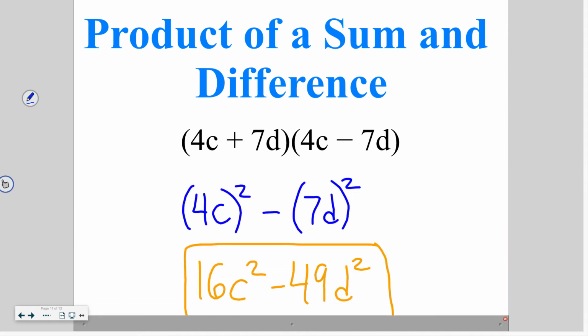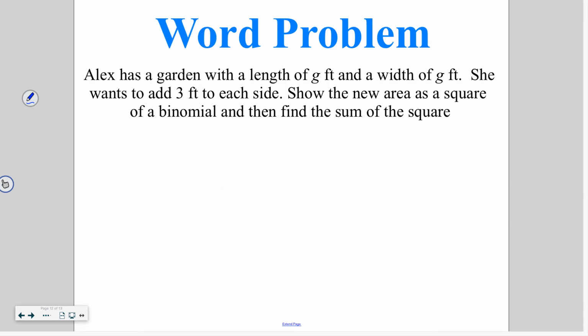We got 4c squared minus 7d squared, which gives me 16c squared minus 49d squared. Lastly, we have a word problem. Alex has a garden with a length of g feet and a width of g feet. She wants to add 3 feet to each side. Show the area, or show the new area of the square of a binomial, and then find the sum of the square. So we're talking about her garden, which has length g and width g.